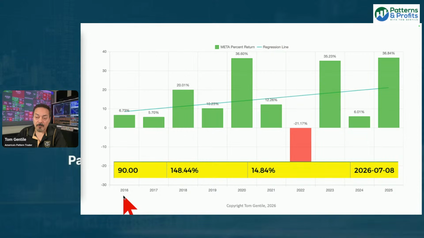And you can see 2016, spring into summer, 6.73%. 2017, 5.7%. 2018 was 20%. 2019, a little more than 10%. We saw 2020 jump by 36%. Remember, that was the year a lot of stocks jumped up after the Q1 blues of COVID. 2021 was up 12%. 2022 was a bear market for most of the market, and this one dropped 21%, but then it came right back. 23, 24, and last year, a 36% move on Meta.